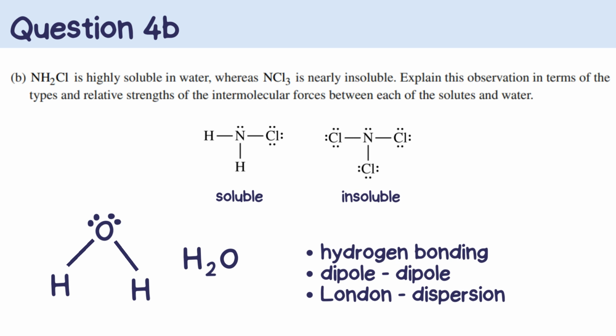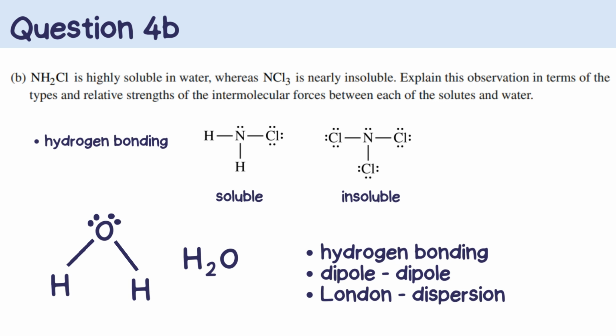So now that we have all of that out of the way, let's go ahead and find out what the IMFs are going to be for the 2 compounds above and see if they match with water, which will tell us if it's polar or nonpolar and its solubility in water. Okay, so NH2Cl does exhibit hydrogen bonding, and that's because there is a hydrogen bonded with fluorine, oxygen, or nitrogen, and in this case it's going to be nitrogen.